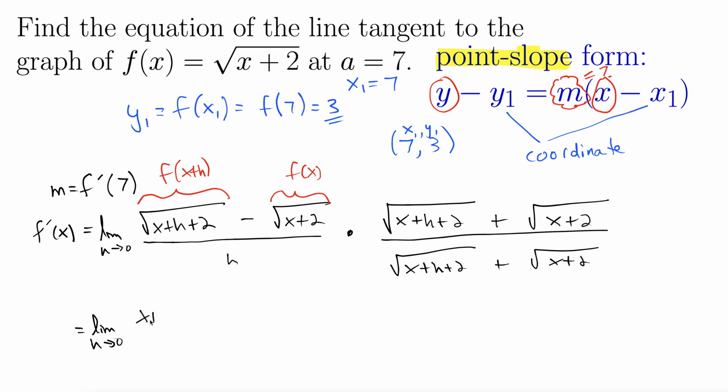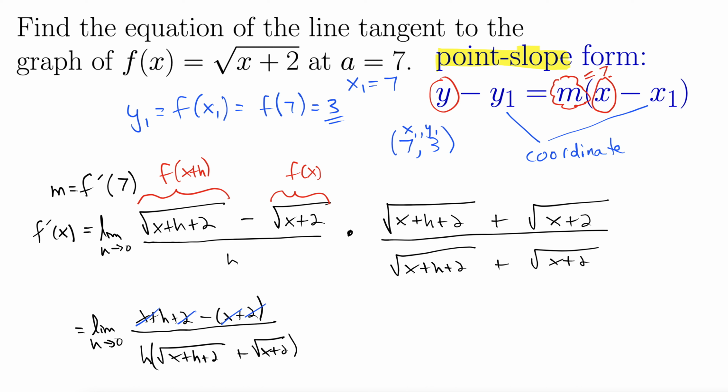We get x plus h plus 2 minus the quantity x plus 2, all over, and then the denominator becomes quite the disaster: h times the square root of x plus h plus 2 plus the square root of x plus 2. Okay, now up in the numerator we have some nice cancellation. The x's cancel and the 2's cancel.